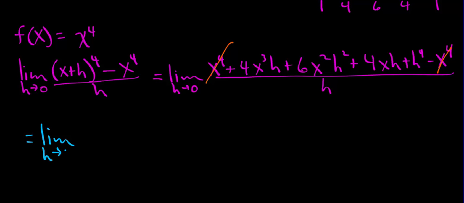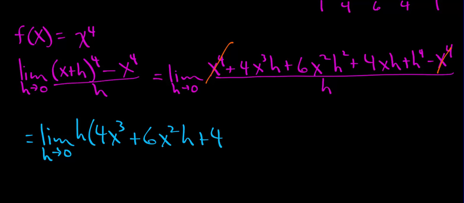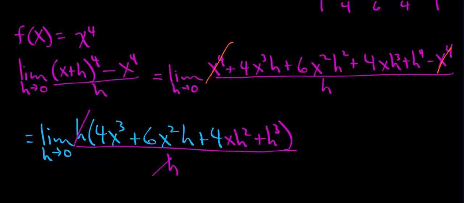And then, so we can factor out an h. Hey, what did I do? This should be cubed right there. Ah, I messed up. That's important. 4xh squared. So if you let h go to 0, replace all the h's with 0, you're just left with 4x cubed.